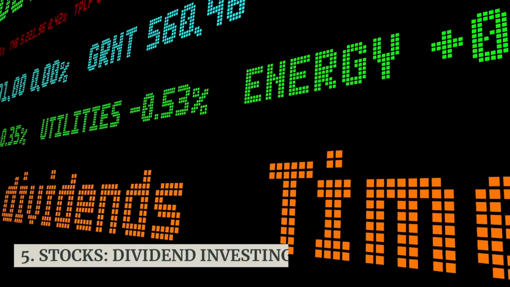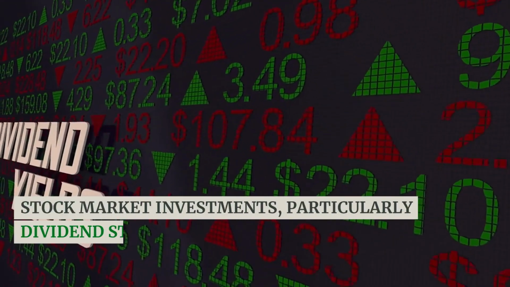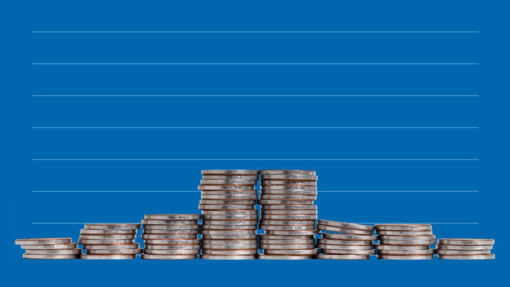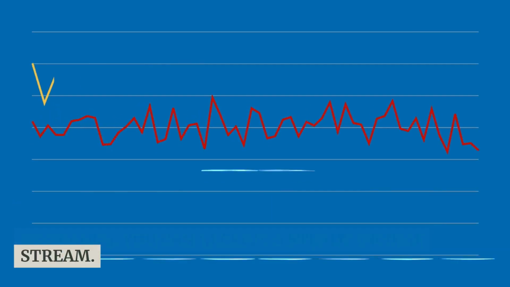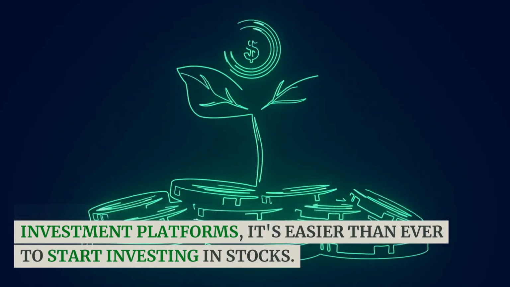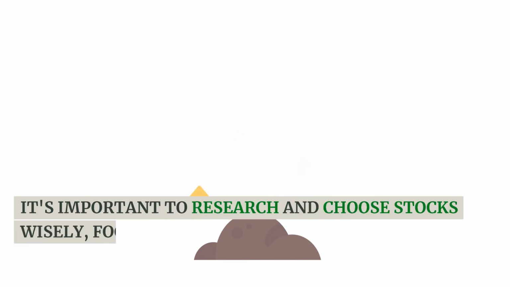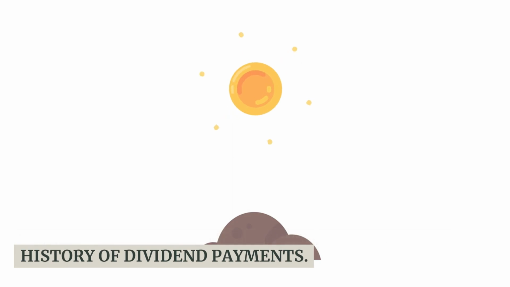Number 5: Stocks. Dividend investing. Stock market investments, particularly dividend stocks, are a time-tested passive income source. By investing in companies that pay regular dividends, you can receive a steady income stream. In 2024, with the availability of various investment platforms, it's easier than ever to start investing in stocks. It's important to research and choose stocks wisely, focusing on companies with a strong history of dividend payments.